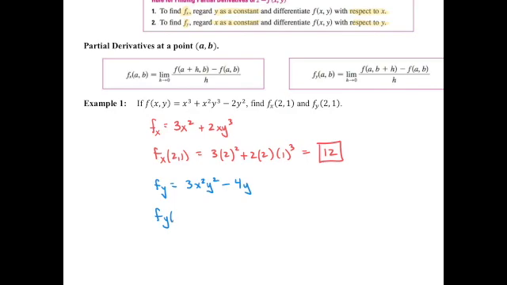And then we're going to take a look at this partial derivative at the point 2, 1 as well. So we substitute in 2 for x and 1 for y, and this time we get 8. Okay, let's look at a couple more examples on the next page.